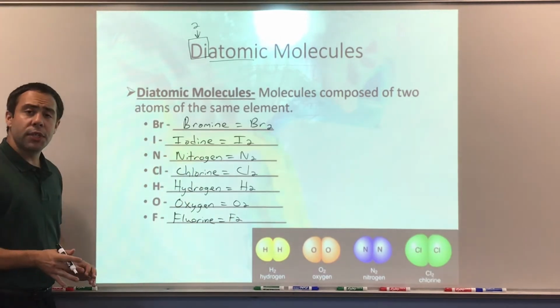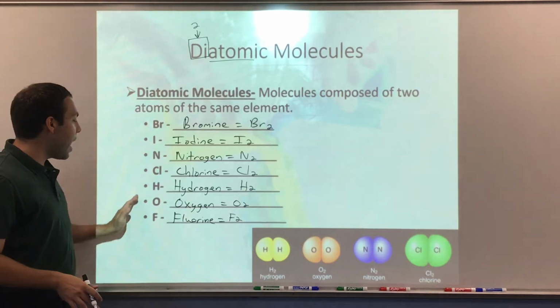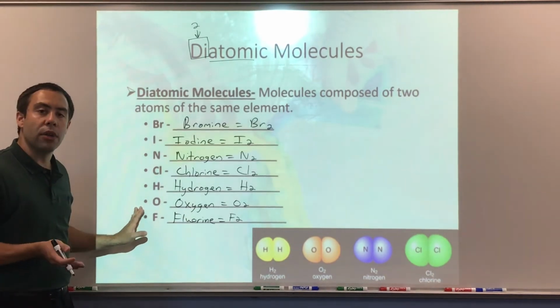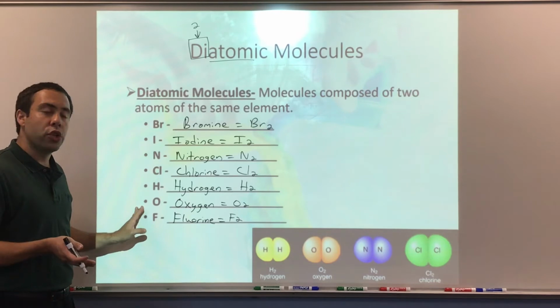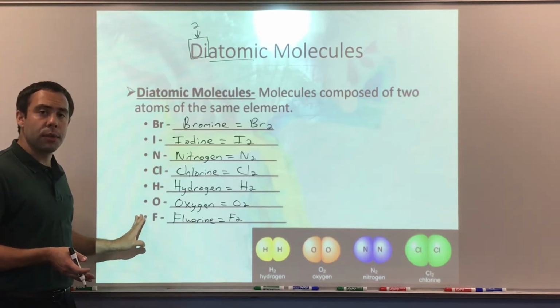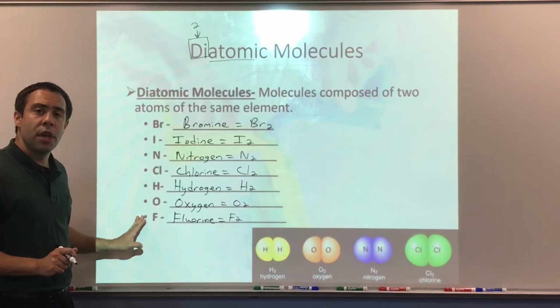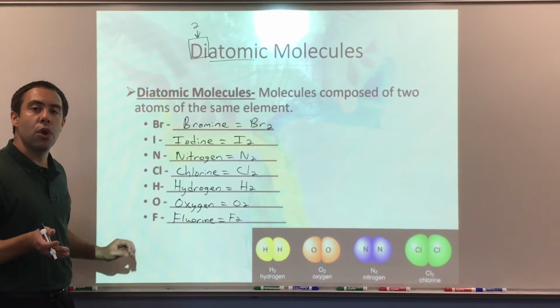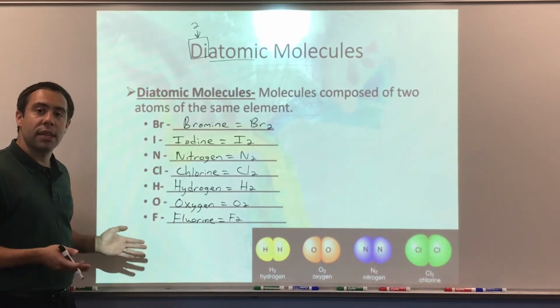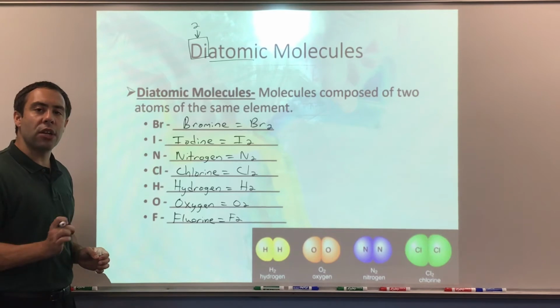Now the bad news is you're going to have to memorize that there are 7 different diatomic molecules, and you have to memorize which ones are diatomic molecules. However, the good news is there is a mnemonic device to help you remember these 7 diatomic molecules, and that is Brinkelhoff.